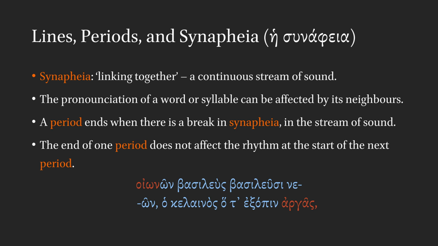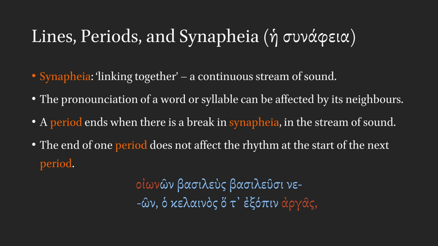Oio non basileus ineon hocelai nosodex sopinargas is printed over 2 lines on the page, probably to save space, but there is no break in synaphia. The stream of sound remains uninterrupted, so it's still one period made up of a spondee, 6 dactyls, and then another spondee. The fact that it's printed over 2 lines doesn't matter from a metrical perspective.